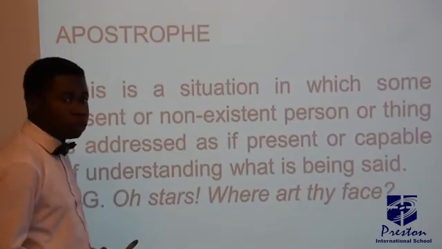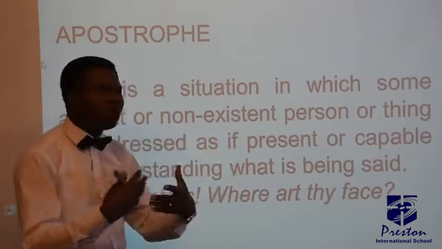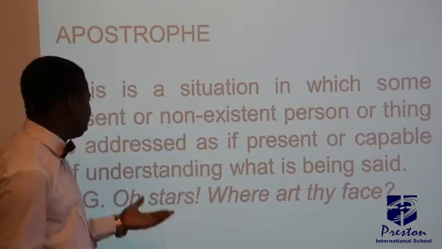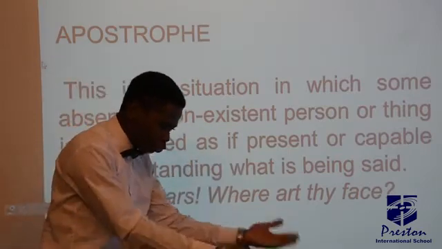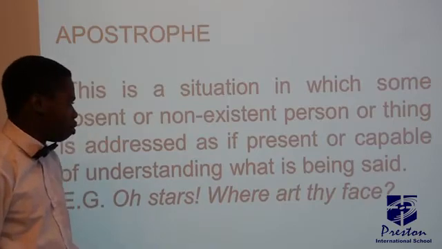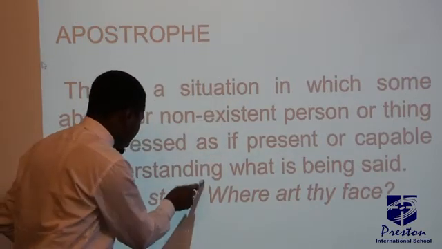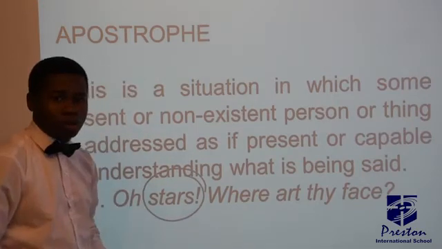Okay, and lastly, we'll be looking at apostrophe. This is a situation in which some absent or non-existent thing or person is addressed as if the person is present or capable of understanding what is being said. Look at this example that I have here. All stars were at thy face. And you're talking here to stars as if they are present with you.